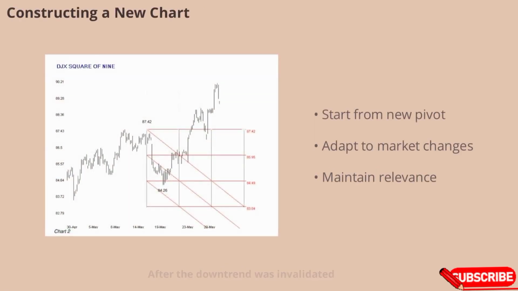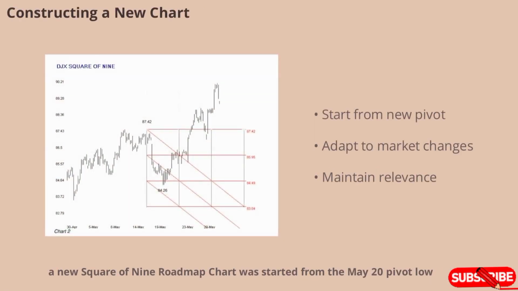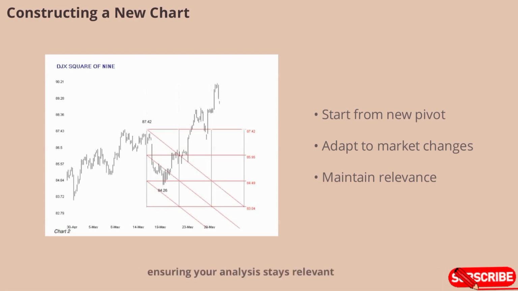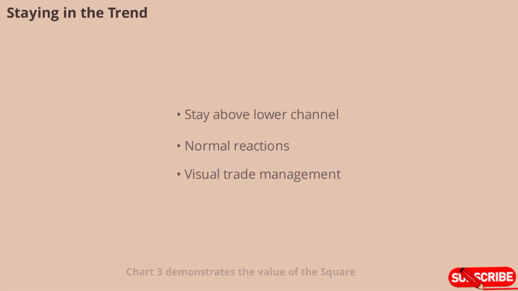After the downtrend was invalidated, a new square of 9 roadmap chart was started from the May 20 pivot low. This adaptability is a major advantage of the roadmap approach. You can quickly reconstruct channels and grids as new pivots emerge, ensuring your analysis stays relevant and responsive to changing market conditions. Chart 3 demonstrates the value of the square of 9 roadmap chart as a trading tool.